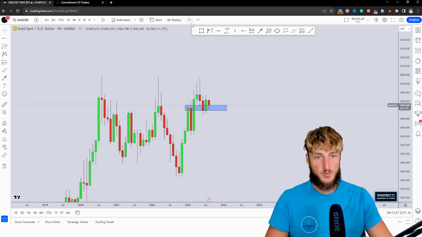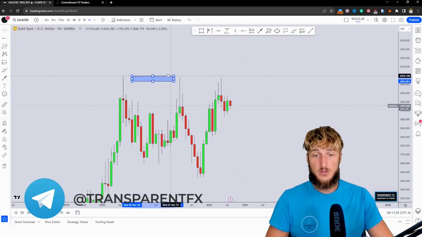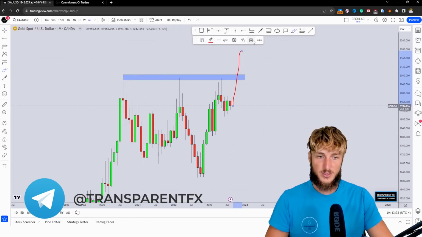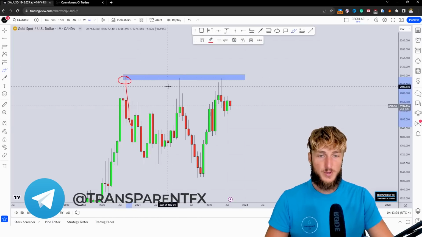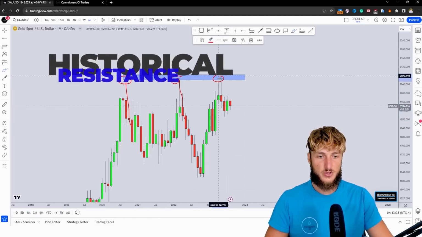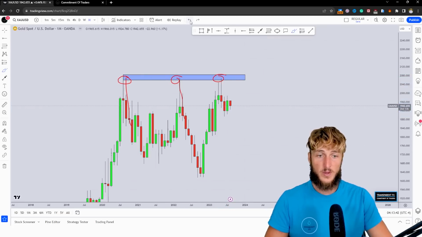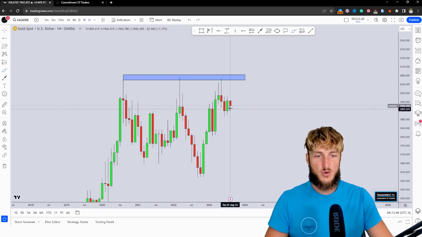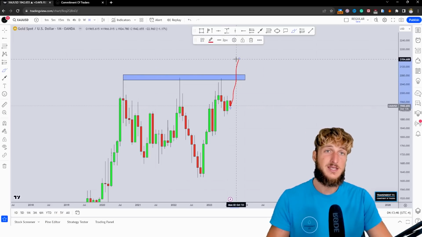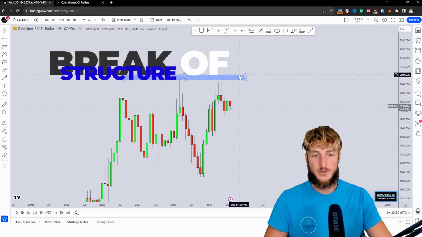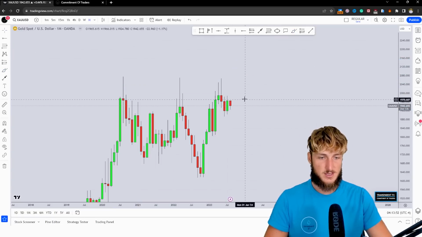In fact, what we must notice is that we need to see institutional longing inside of that zone in order for the market to push higher, because if we look left, we can see how this is actually a historical resistance level for this market, which every time held the market below it. So if this market is to break above that zone, it definitely needs institutional longing to push the price above this quite strong resistance level.